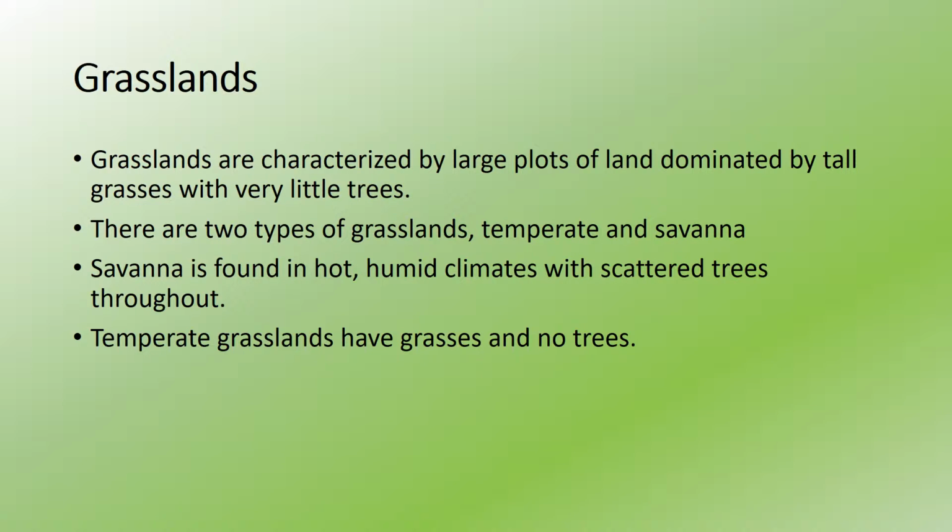Grasslands. Grasslands are characterized by large plots of land dominated by tall grasses with very little trees. There are two types of grasslands, temperate and savanna. Savanna is found in hot, humid climates with scattered trees throughout. Temperate grasslands have grasses and no trees.